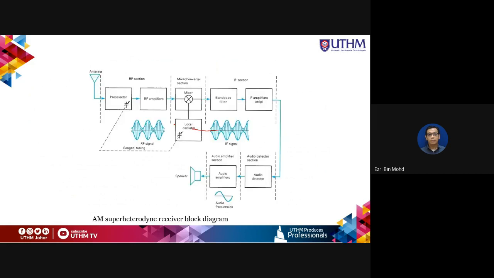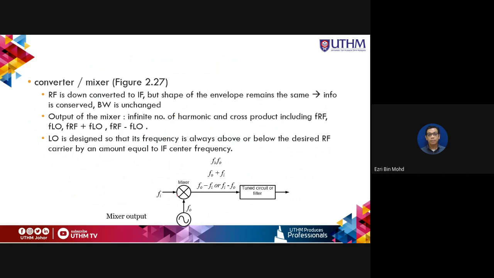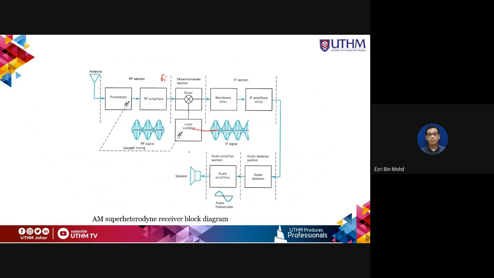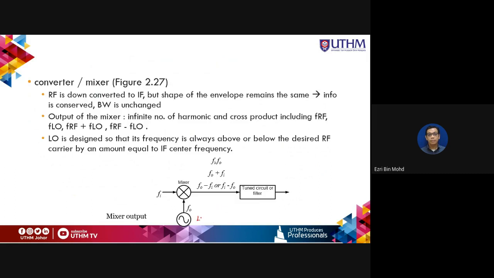Here, mixer FI in frequency. So FI here is the input, F output is the local oscillator. So local oscillator, F input. So F input multiplied or mixed with local oscillator will produce apa tu? Sum and subtract, cross product. So it means that we have Fi, Fo, Fo plus Fi, Fo minus Fi or Fi minus Fo.